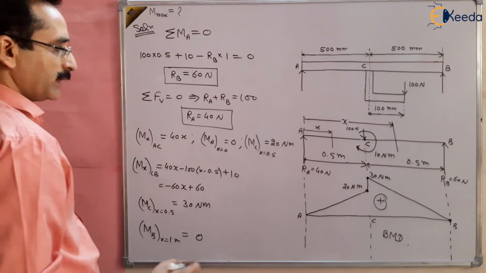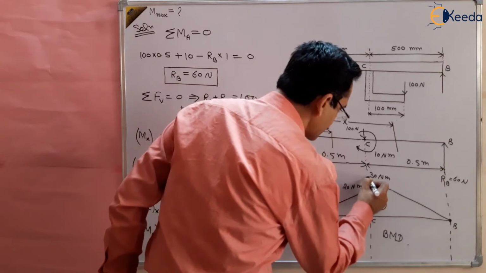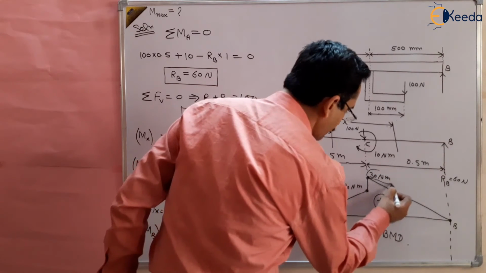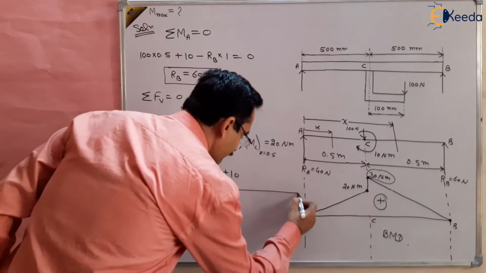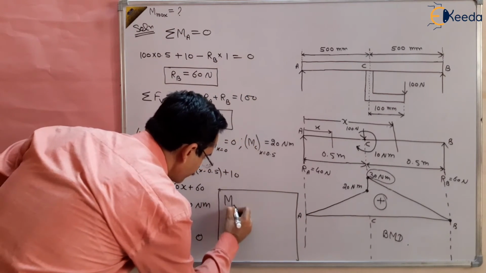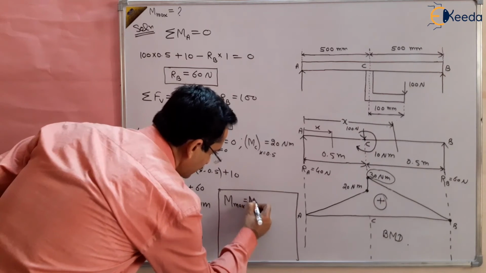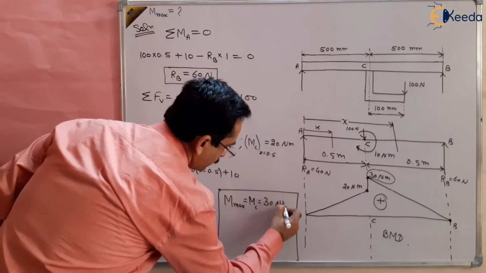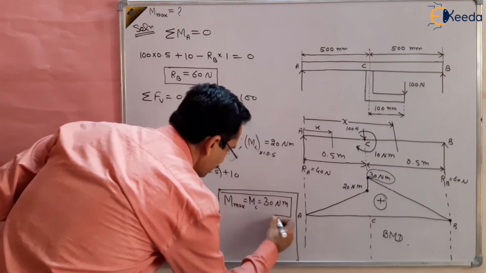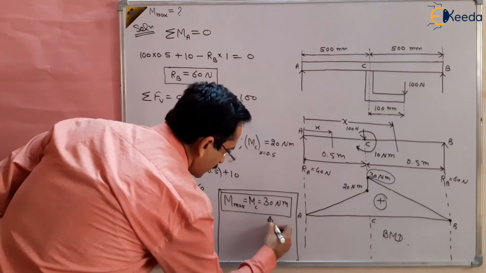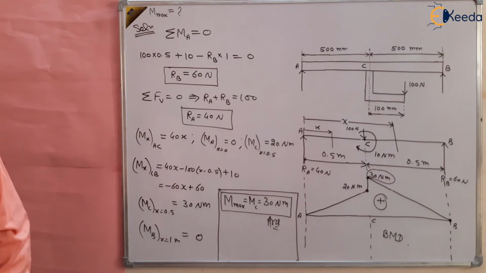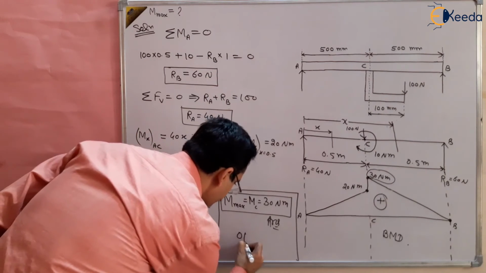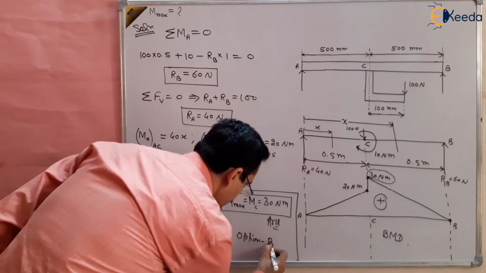And you can see here in this diagram the maximum bending moment is this 30 Newton meter. So we can write that Mmax, which is at point C, is 30 Newton meter. So this is the answer of this question, because our aim is to find out the maximum bending moment. And this is the second option, option B. So option B is correct.